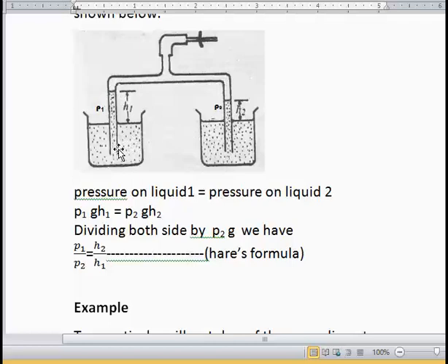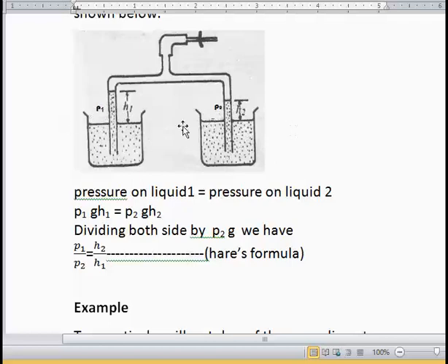So you know very well that anytime a container is exposed to the atmosphere, atmospheric pressure must act on it. So atmospheric pressure acts on this particular liquid, and of course what happens, the height to which it will rise depends on the density of this liquid. And liquid 2, atmospheric pressure still acts on it, and the same amount of atmospheric pressure that's acting on liquid 1 is what is acting on liquid 2.